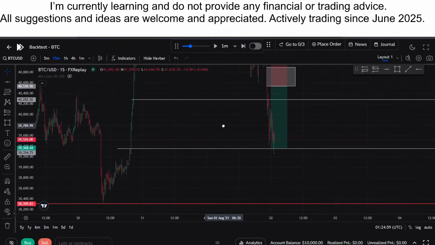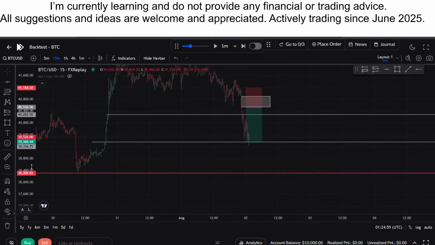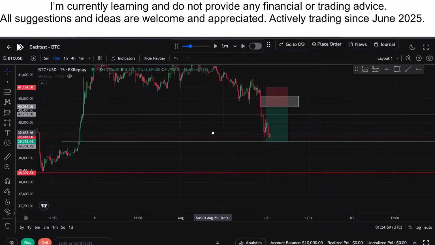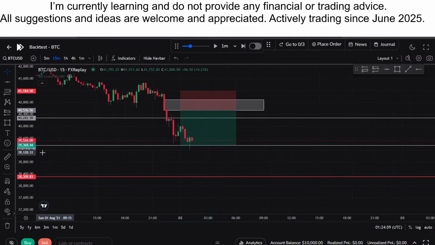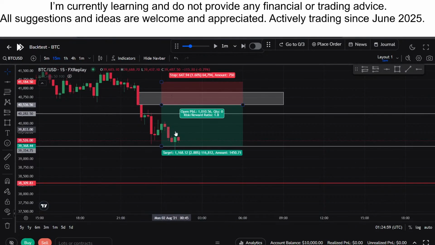So what is the price trying to do? It grabbed this fair value gap. Here we have a fair value gap. It has grabbed the fair value gap. The price, I think it's trying to reach this point, and I missed this position.